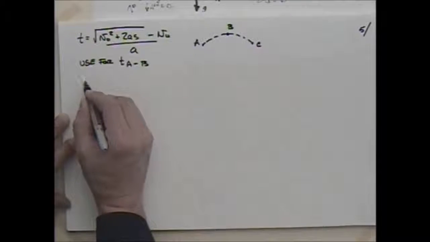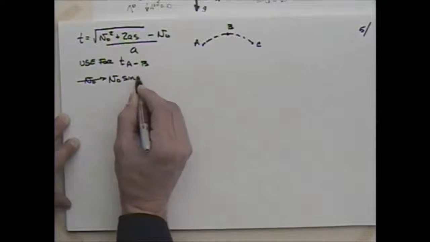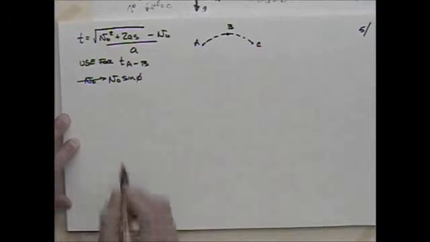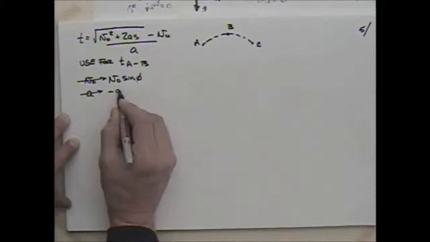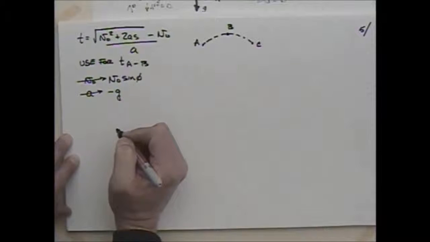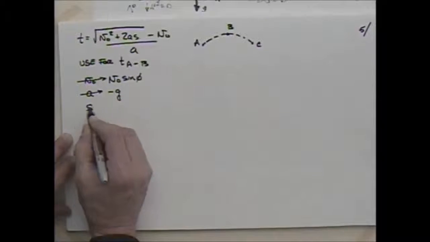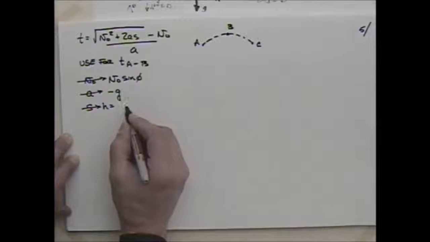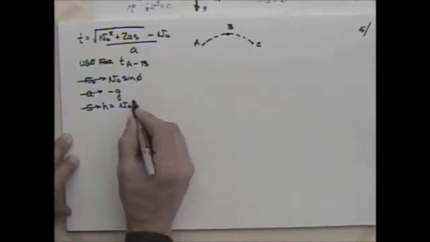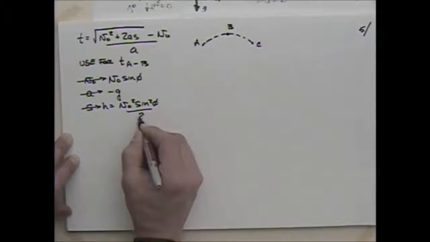Everywhere that we see a V naught in there, we're going to have to substitute in V naught times the sine of phi, because I just want to look in the vertical direction. And what's A going to be? Everywhere I see A, I'm really going to have to put in a minus g, right? And when I see S, what's S going to be? H, which we said H was equal to what? V naught squared sine squared phi divided by 2g, right?